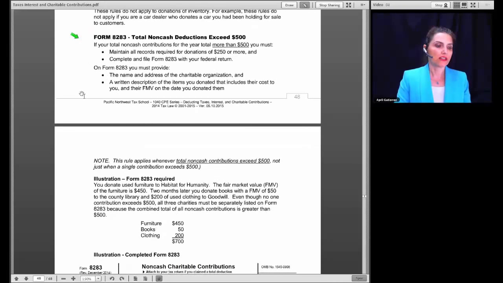Now, the next item we're looking at is Form 8283. Over the years, when this form is required has managed to confuse a number of people that I've worked with. They think you only need to use the form when you make a contribution to charity of $500 or more. The reality is you need to use the form when the combined total of all non-cash contributions you made to charity and for which you are claiming a deduction exceed $500 for the year. So if your total non-cash contributions for the year are more than $500, you must maintain all records required for donations of $250 or more, plus you must complete and file Form 8283 with your federal return.